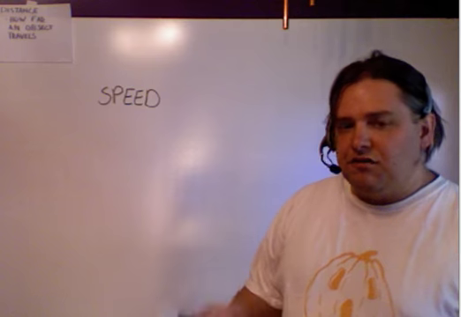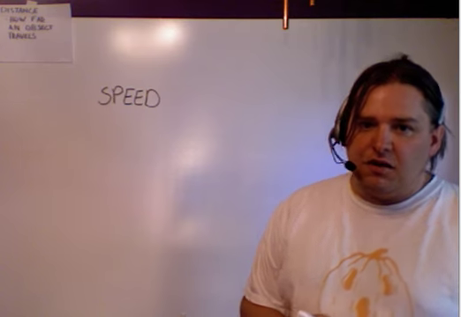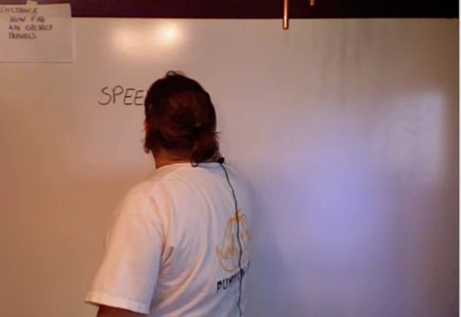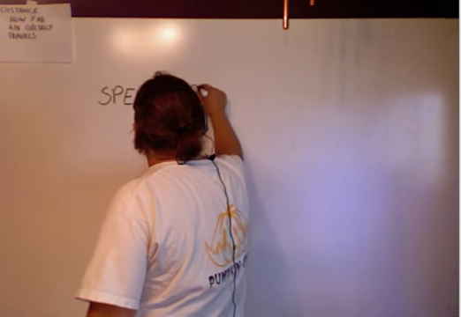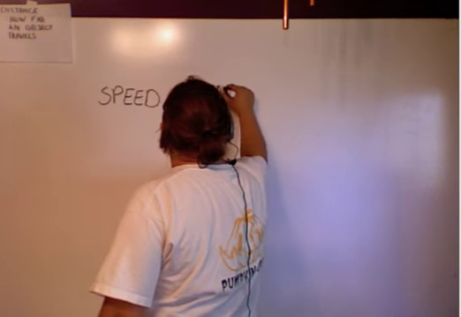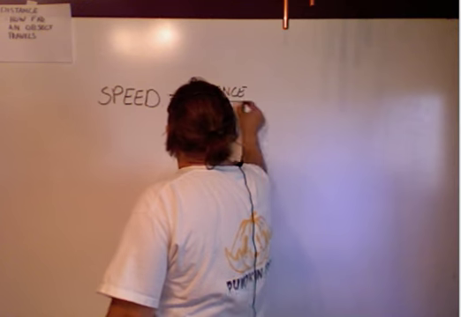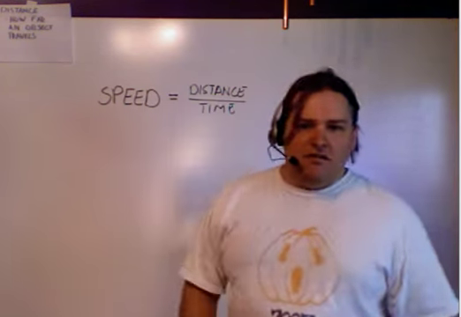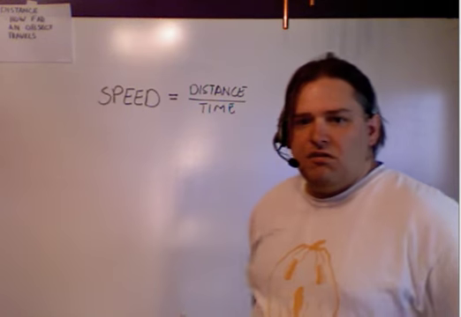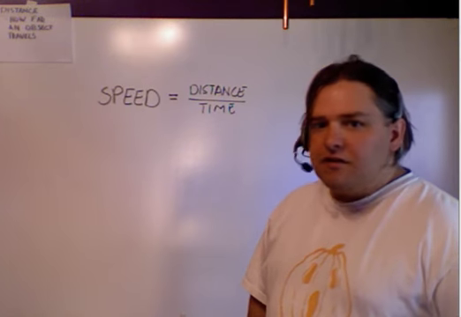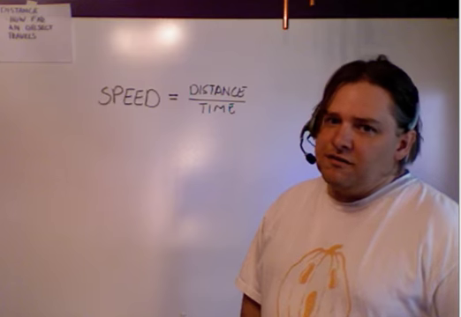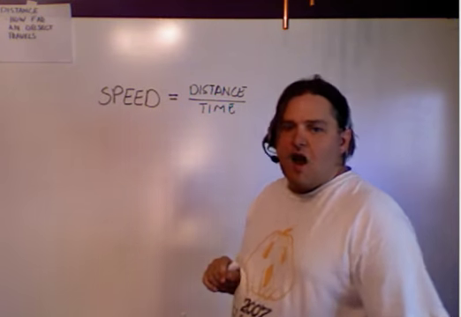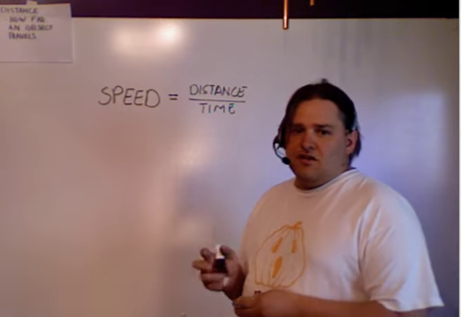In physics, there's a specific mathematical definition for speed. When we talk about the speed of an object, we're talking about how much distance that object has covered, divided by the time it takes to travel that distance. That's the definition of speed. Distance divided by time. How much distance I've covered divided by the time it takes for me to travel that distance. That's the definition of speed.